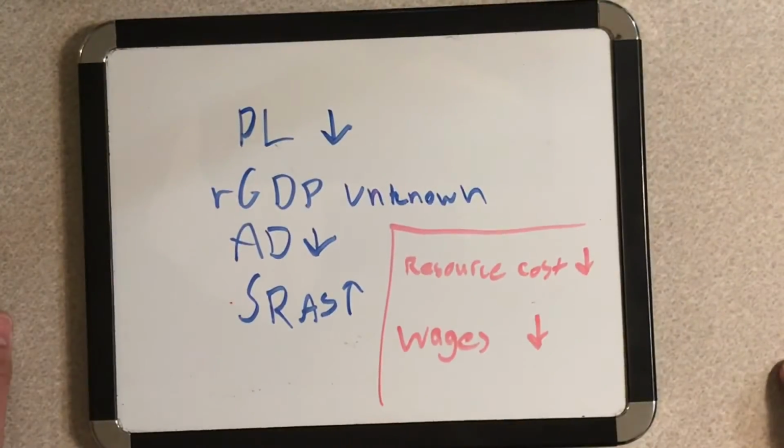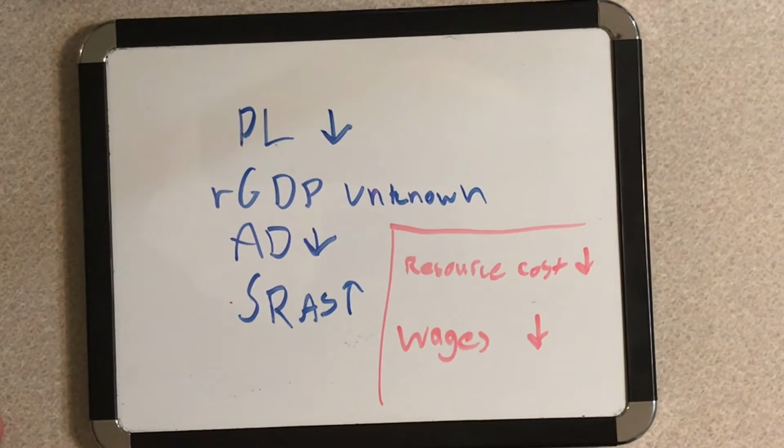We directly graphed aggregate demand going down and short-run aggregate supply going up. GDP would be unknown because the new equilibriums fall on either side of the original, so we don't know where that point would actually be. Price level is down because both new equilibriums are below the original.